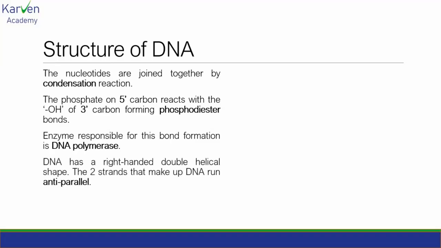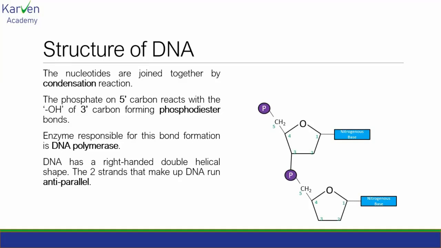DNA is considered to have a right-handed double helical structure. You do not need to know this information for the specification, but this is additional knowledge that will be useful for the essay. The two strands that make up the DNA are considered to run antiparallel. The phosphodiester bond in this DNA strand is located here, and the right-handed helical structure that I was talking about is shown in this diagram. It's basically how the right hand would turn, forming a right-handed helical shape.